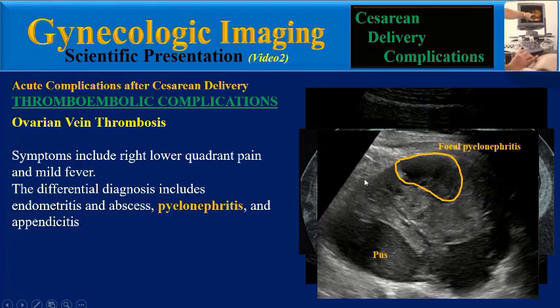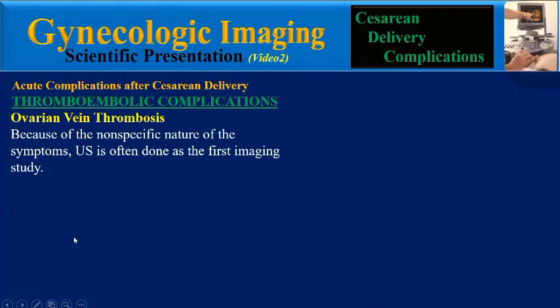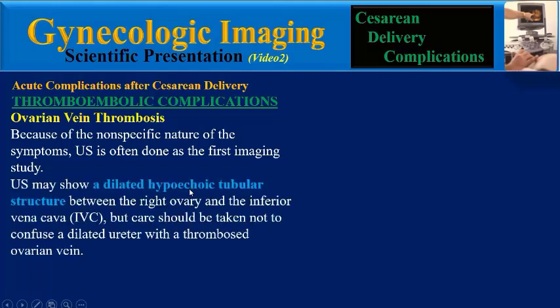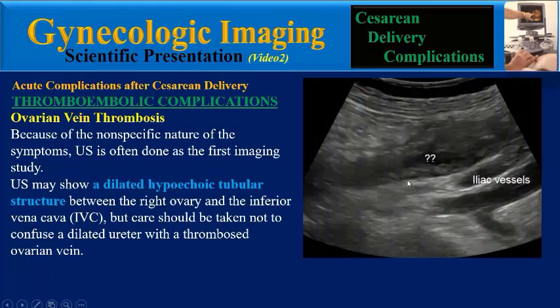pyelonephritis, as we can see in this ultrasound image, a focal pyelonephritis with pus accumulation in the perinephric space, and appendicitis. Because of the non-specific nature of the symptoms, ultrasound is often done as the first imaging study. Ultrasound may show a dilated hypoechoic tubular structure between the right ovary and the inferior vena cava, but care should be taken not to confuse a dilated ureter with a thrombosed ovarian vein.